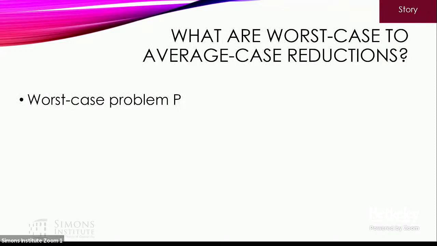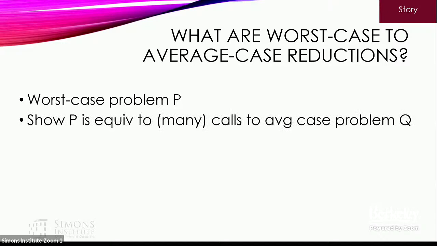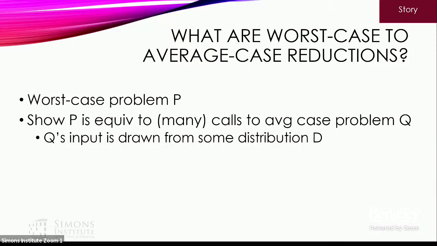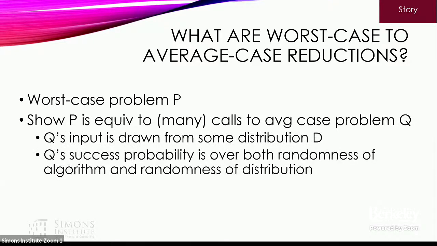So what does this look like in general? You've got some worst case problem P, and we want to show that P is equivalent to potentially many different calls to some average case problem Q. And this average case problem Q is going to be drawn from some particular distribution. And the success probability of an algorithm solving Q is over both the randomness of that algorithm, the coin flipping, but also the randomness of the distribution.